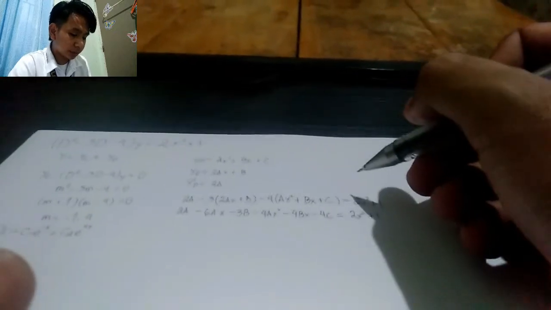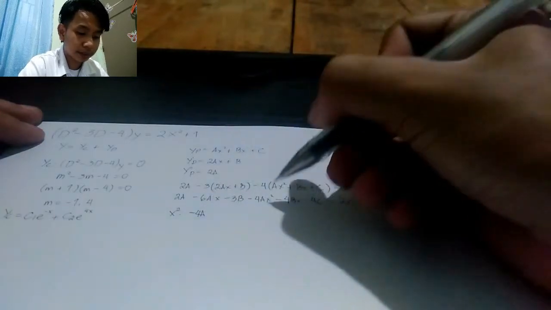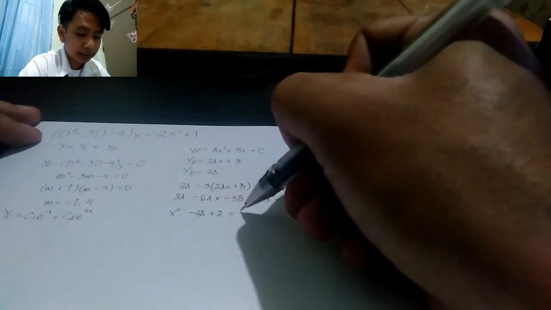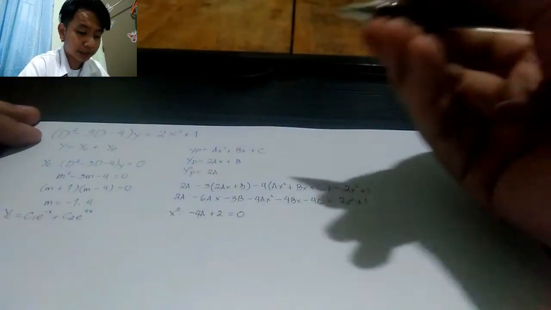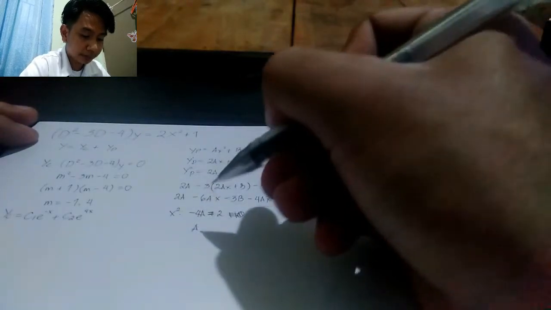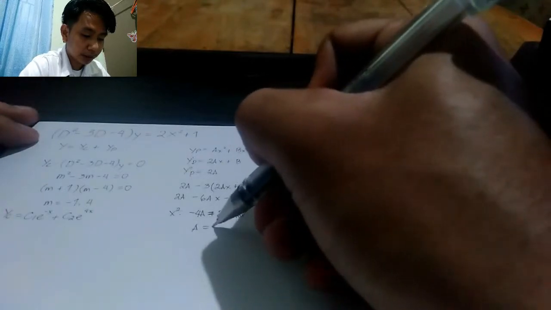Then, pwede natin gamitin yung equating coefficients. Unahin natin yung mga may x squared. Here, meron ditong negative 4a. Dito ay may 2. Positive 2 siya. Is equal sa 0. Ups! Ay, mali pala. Wala pala to. Ito dapat ang naka-equal. Yan. Then, para makuha natin yung value ng a, divide natin both sides by negative 4. So, negative 1/2.